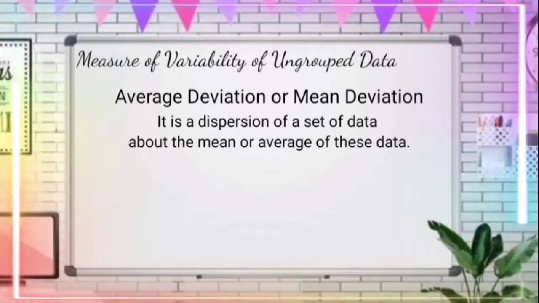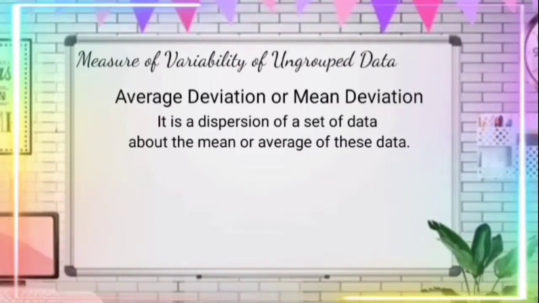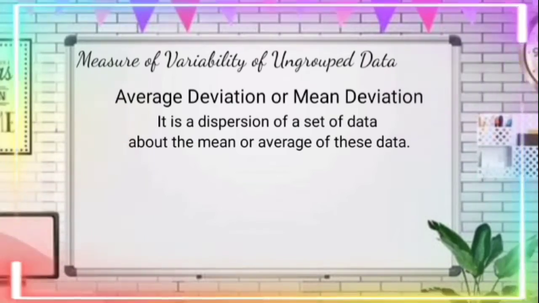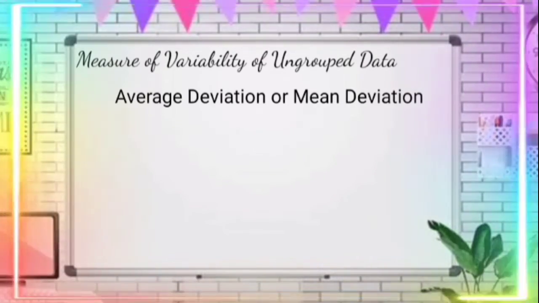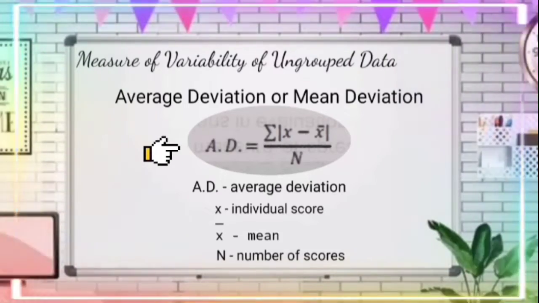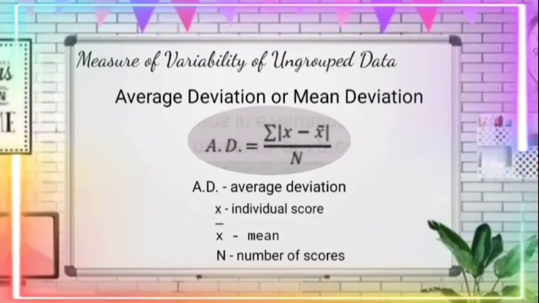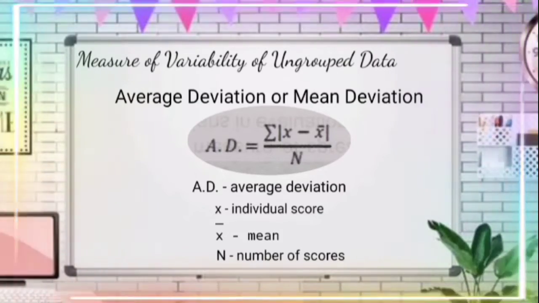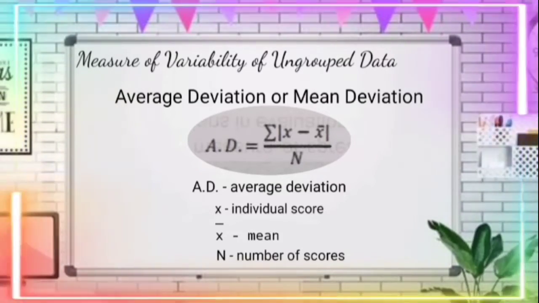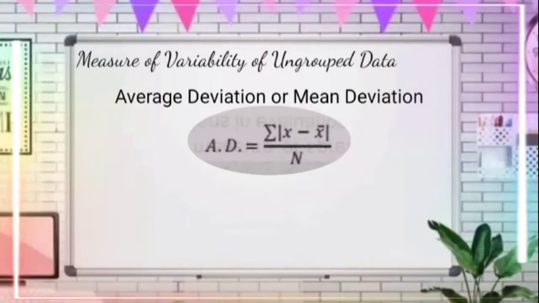Now, let's proceed to the average deviation or mean deviation. It is the dispersion of a set of data about the mean or average of these data. The formula is this. AD refers to the average deviation, X is the individual score, X bar is the mean, and N is the number of scores.